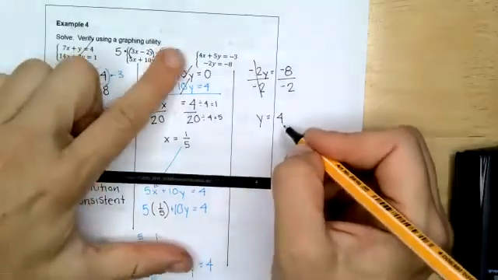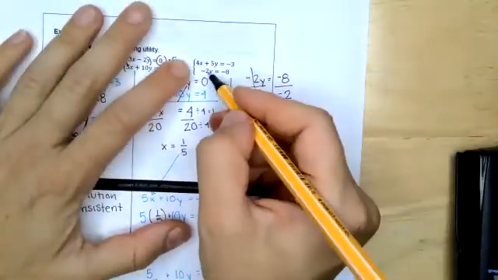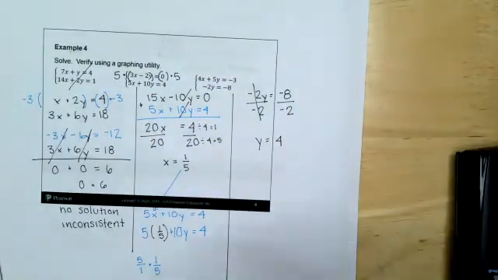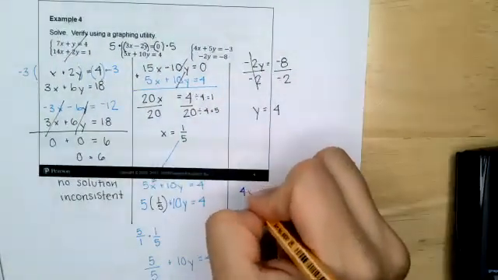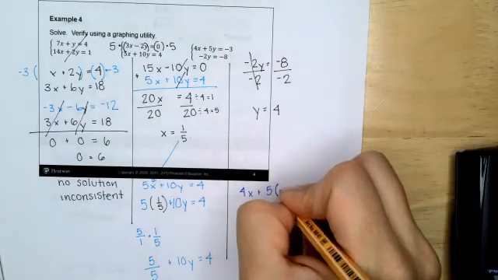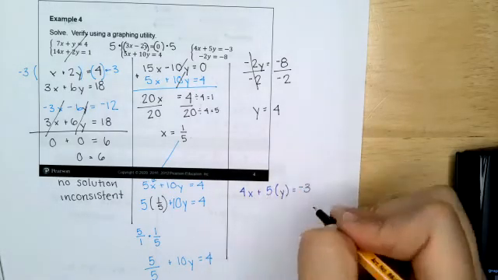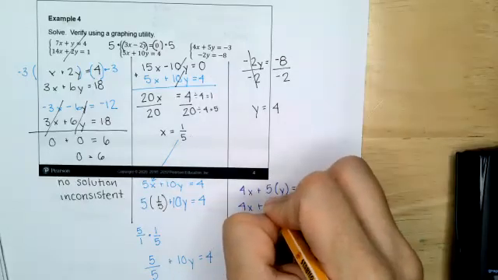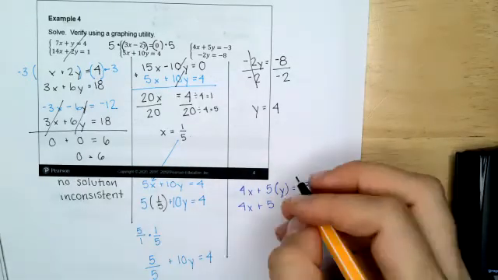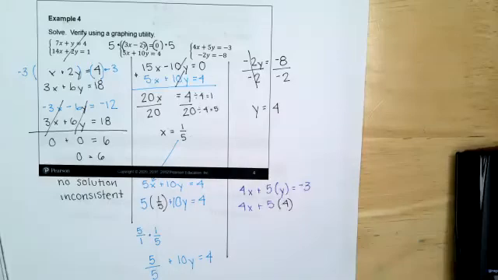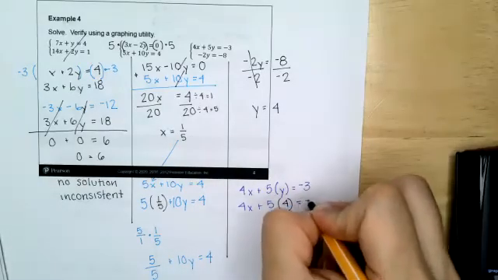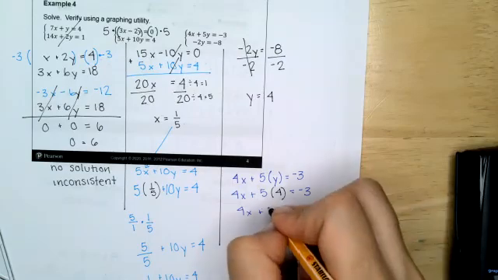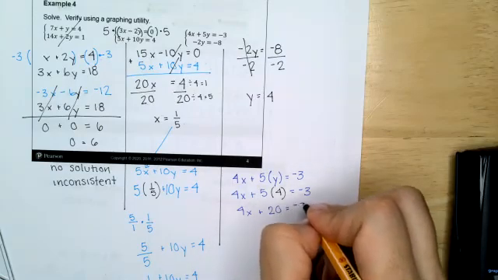Good. So I know what y is. It doesn't help me to put y back into here. I want to find x, so I need to put y in up there. That equation was 4x plus 5y equals negative 3, right? So now that becomes 4x plus 5 times 4 equals negative 3. Good. 4x plus 5 times 4 is 20 equals negative 3.